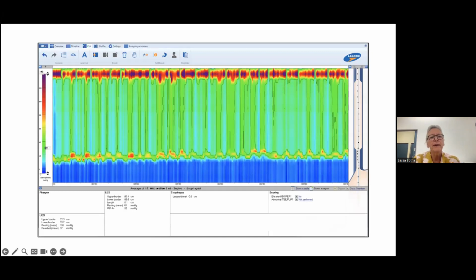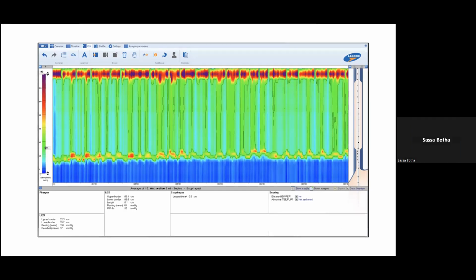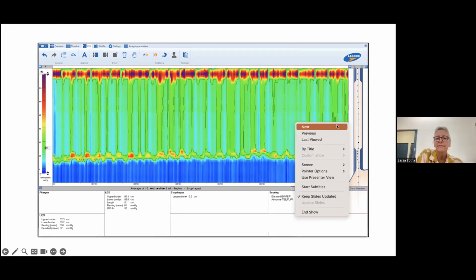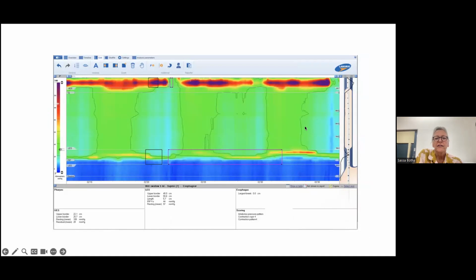Okay, now we've got a pretty picture. What is that? His IRP is raised. It's 52. So we're going down the disorders of OGJ outflow, and I think he probably has type 2 achalasia. Okay, this is type 2 achalasia. There you can see it again.